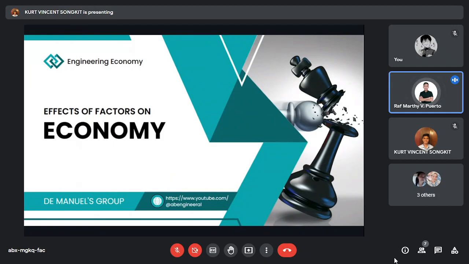Why are the effects of factors on economy important? We know that the economic climate has a big impact on businesses. The level of consumer spending affects prices, investment decisions, and the number of workers that the business employs. It is also important that we know what the factors of economy are, which means the factors that help to determine how a firm operates.